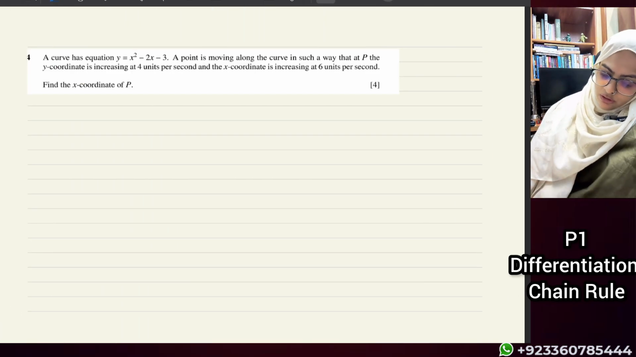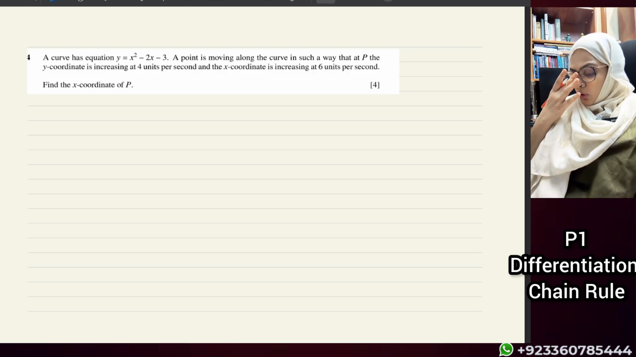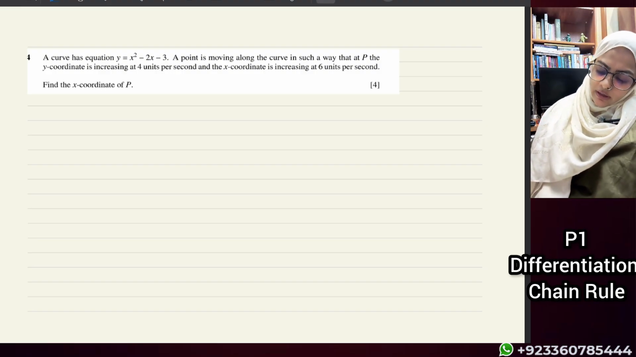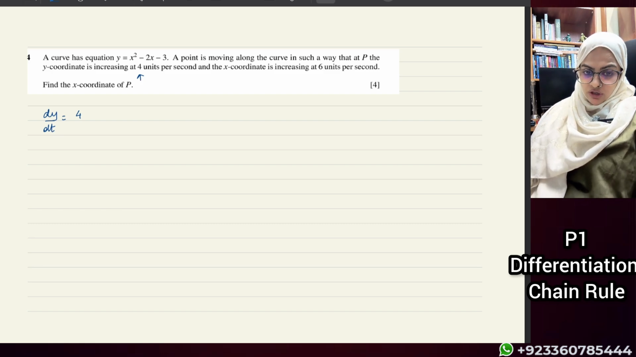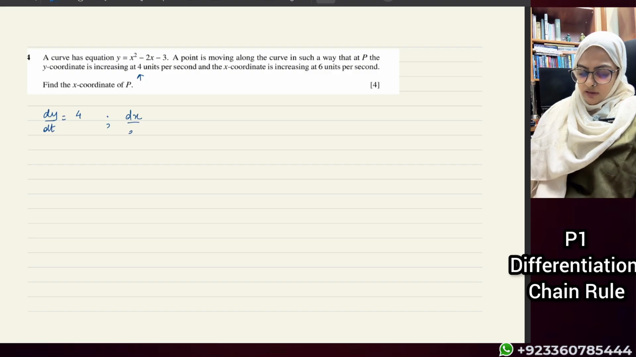Let's have a look at the question. A curve has an equation y is equals to x square minus 2x minus 3. A point is moving along the curve in such a way that at P, the y coordinate is increasing at a rate of 4 units per second, means dy by dt is given 4 units per second, changing with respect to time, and x coordinate is increasing at the rate of 6 units per second, means dx by dt is given 6. Find the x coordinate of P.